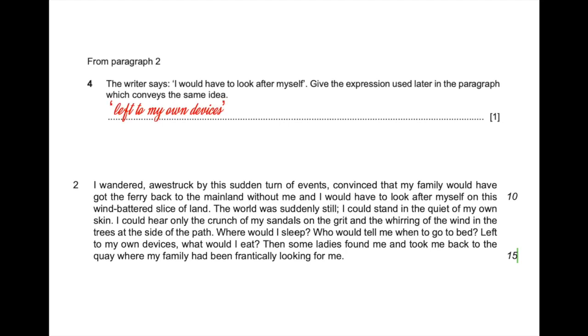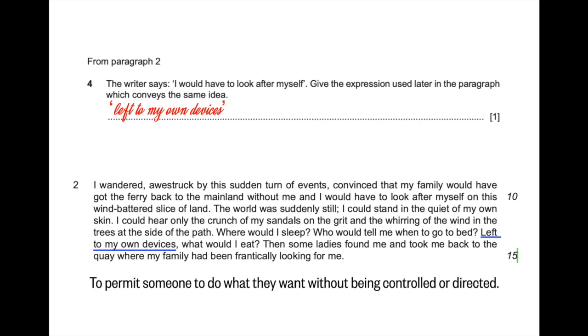The answer to that question is left to my own devices, and I will highlight it there in the text. Do you know what the expression left to my own devices means? Here is a definition: to permit someone to do what they want without being controlled or directed. If you're left to your own devices, often you are left unsupervised. There's nobody watching you, there's nobody telling you what to do.